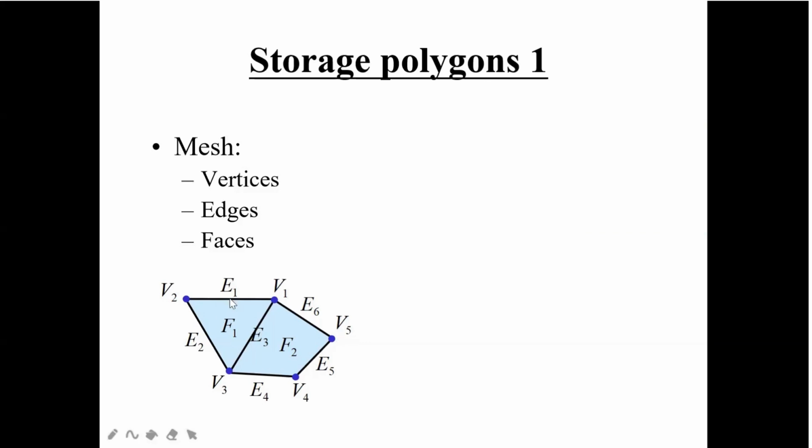How many edges I have? Here E1, E2, E3, here inside E4, E5, E6. Okay, so 6 edges are there. So how many faces are there? This is one face, this is second face. So F1, F2. How you are going to write it?